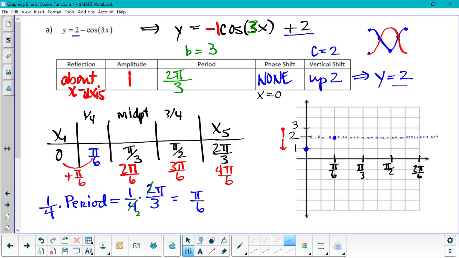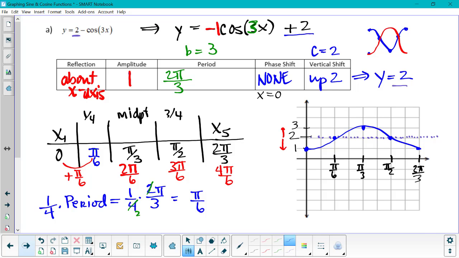At the midpoint, pi over 3, I'm at the max. 3/4 midline. At the end, I'm back down at the min. Oops, I just realized this should be 2 pi over 3. All right, and then I connect my points and draw my curve. So that's the first cycle of the graph of this function.